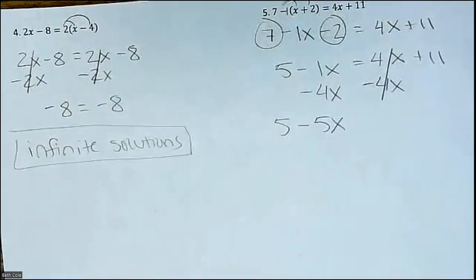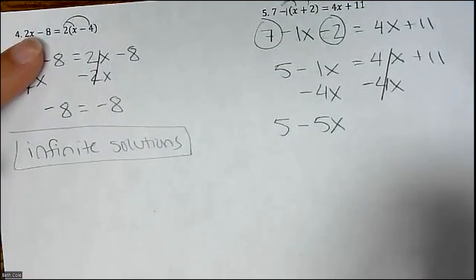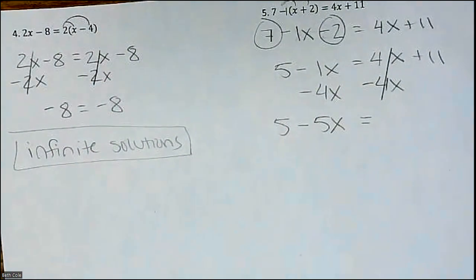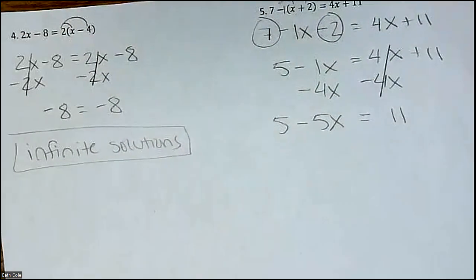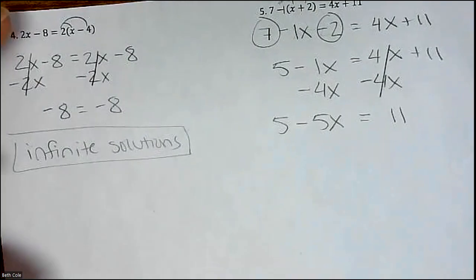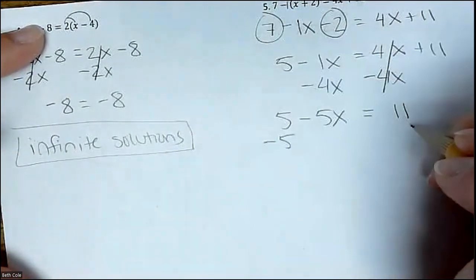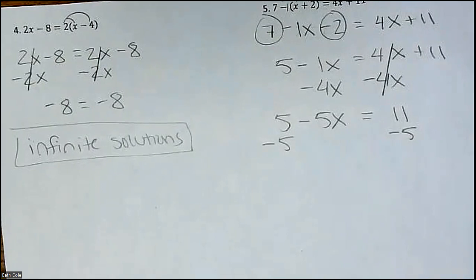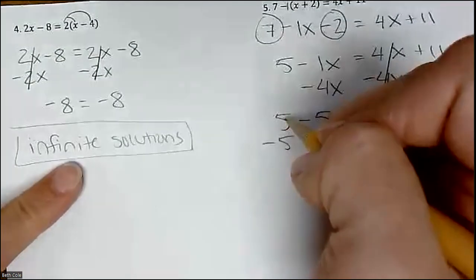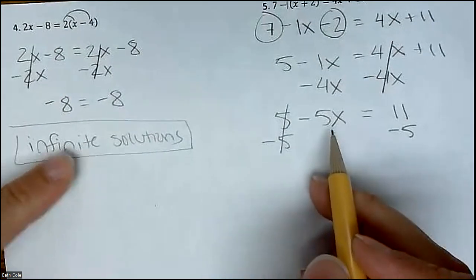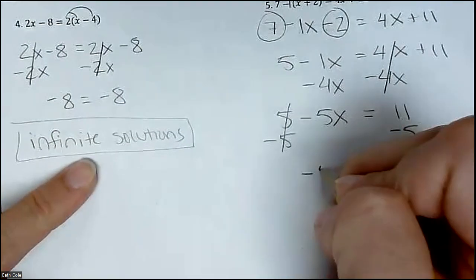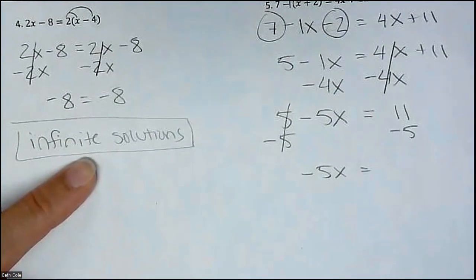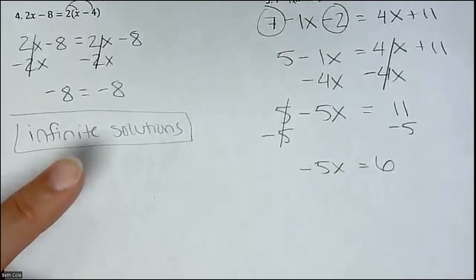Think of money. It's like you owe someone $1 and then you owe them $4 more. So total, you owe them $5. All right, equals, and then what's still on the other side? 11. Good. Then you're going to subtract 5. That's going to leave you with not 5x, but -5x, so watch those negatives. Equals 11 minus 5 is 6.